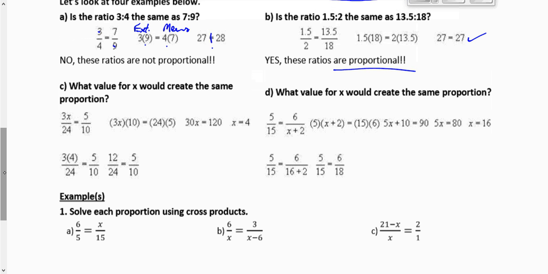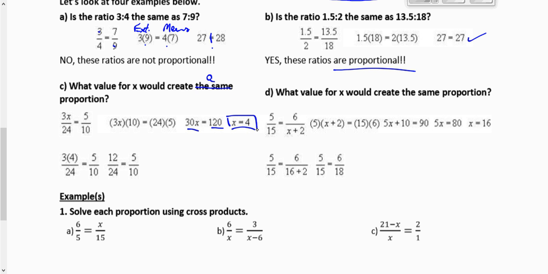look and see here. So what value of x would create the same, not the same proportion, they should say the same ratio, would create a proportion, which would be the same ratio, right? So what would we do here? Cross multiply and solve it for x, right? So 3x times 10, well, that's 30x, and 5 times 24 is 120, right? Divide by 30. If x equals 4, then we have a proportion, okay? And they check it down here, right? So it gets 12 over 24 equals 5 over 10, right?